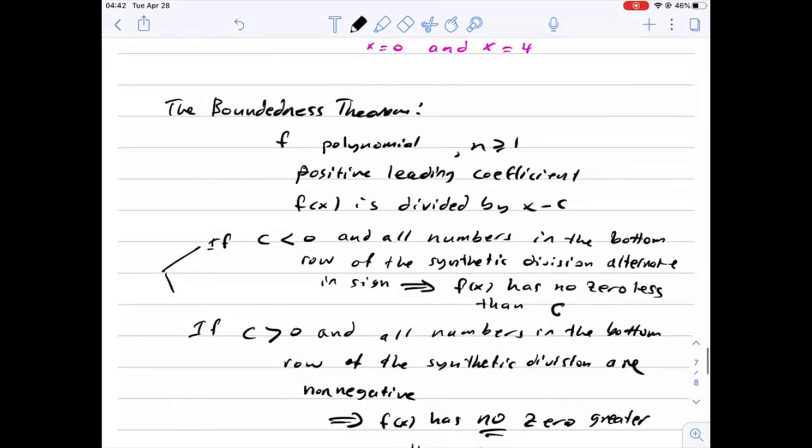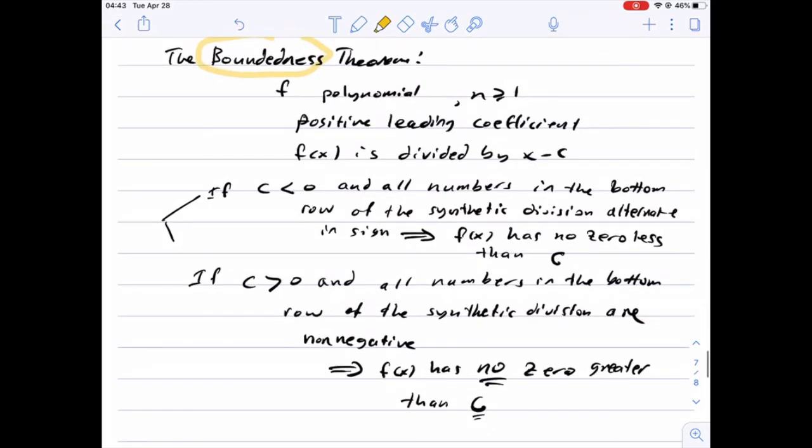That's why we call it the boundedness theorem, because it determines the upper bound and the lower bound of zeros. And all these theorems are given just to provide as much information as possible about the zeros, because sometimes we don't know anything about the zeros and we need to use numeric methods to find them, and that's not an easy job. So we can at least say something about the zeros.